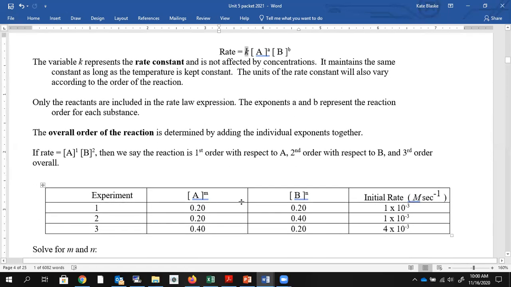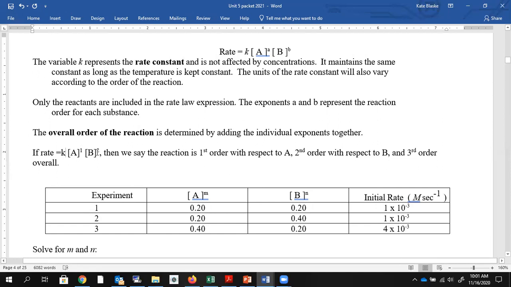If we need to find the overall order of the reaction, we would add together the individual exponents. This is where we can get above 2nd order. So for example, if I have the rate law, rate equals, there should be a K here, K, A is 1st order, B is 2nd order. And yes, it's as easy as just looking at those exponents. We say the reaction is 1st order with respect to A, 2nd order with respect to B, and 3rd order overall, because 1 plus 2 gives me 3.